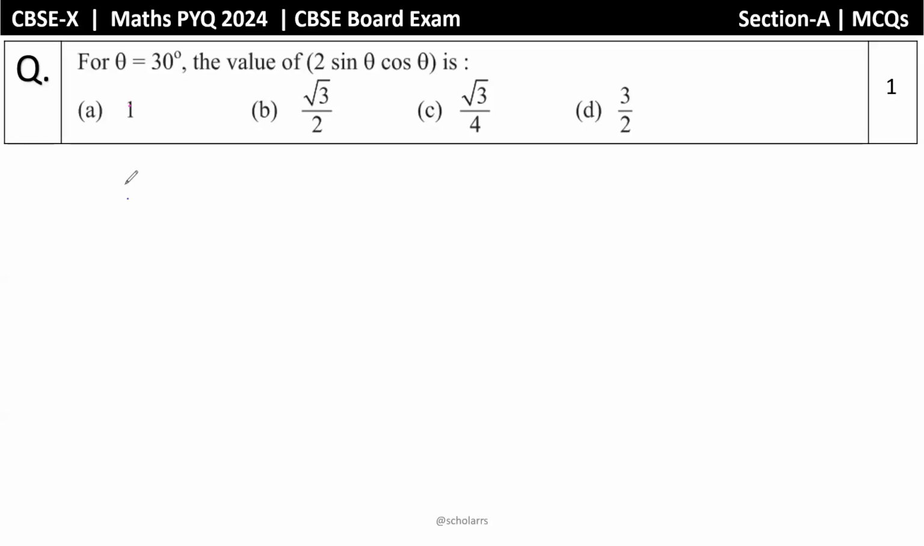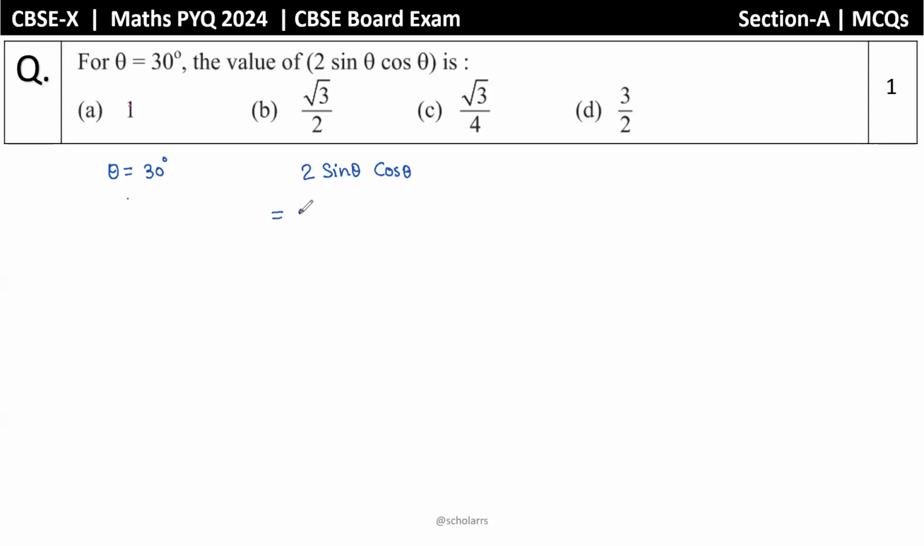This is a multiple choice question of PYQ 2024 of CBSE board exam. Let's read the question. For theta is equal to 30, it means हमें theta की वैल्यू गिवन है 30 डिग्री. The value of 2 sin theta cos theta. आपको वैल्यू किसकी फाइंड आउट करनी है? 2 sin theta into cos theta.